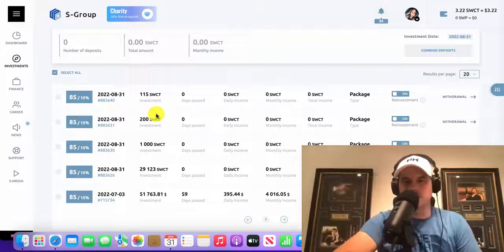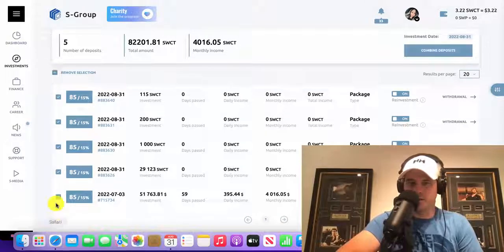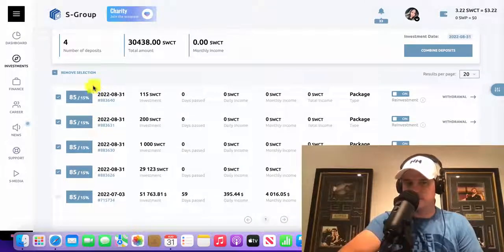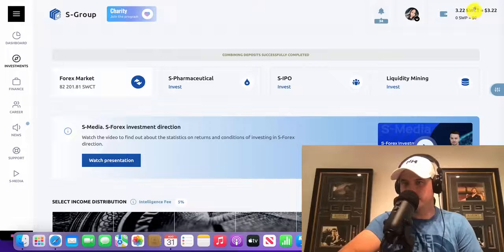Okay, so what I want to do now, guys, is click on select all, and then, of course, I don't want to combine this one in there, so I'm going to unclick that, but I want to combine all these together. So I'm going to click on combine. It's going to combine. If I had any balance in there, it would send it up to here.